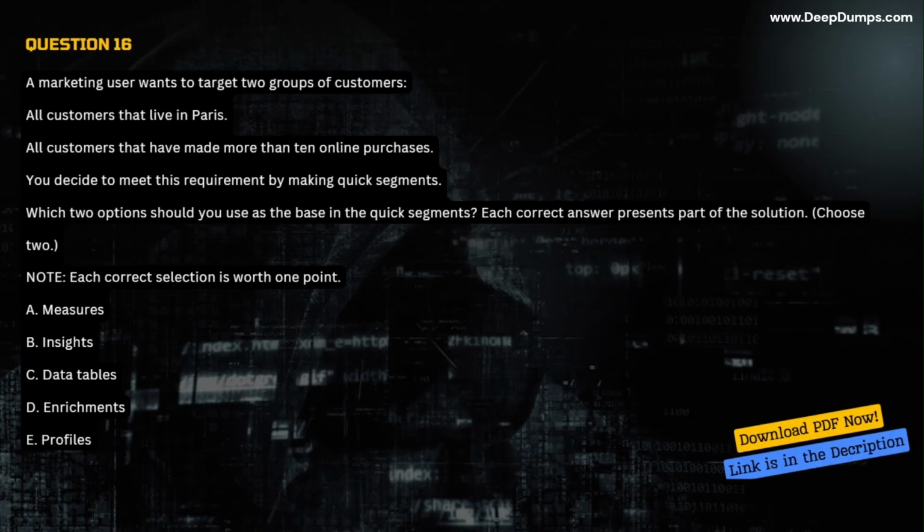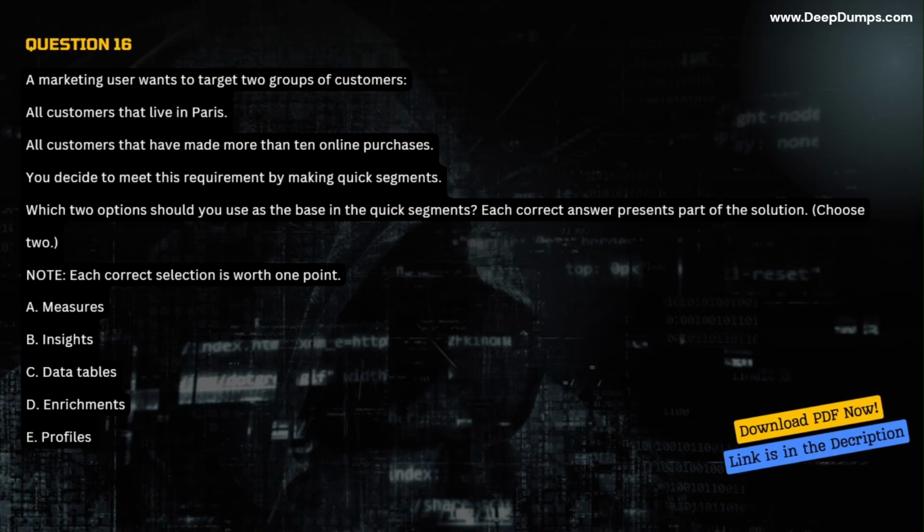Question 16. A marketing user wants to target two groups of customers. All customers that live in Paris. All customers that have made more than 10 online purchases. You decide to meet this requirement by making quick segments. Which two options should you use as the base in the quick segments? Each correct answer presents part of the solution. Choose two. Note: each correct selection is worth 1 point.